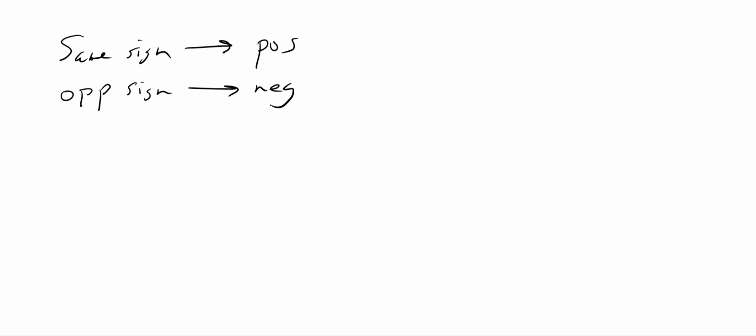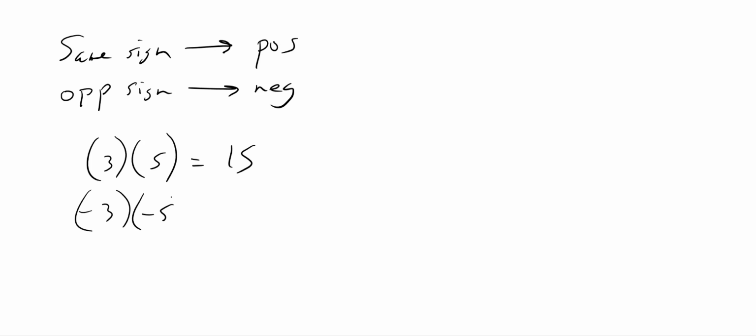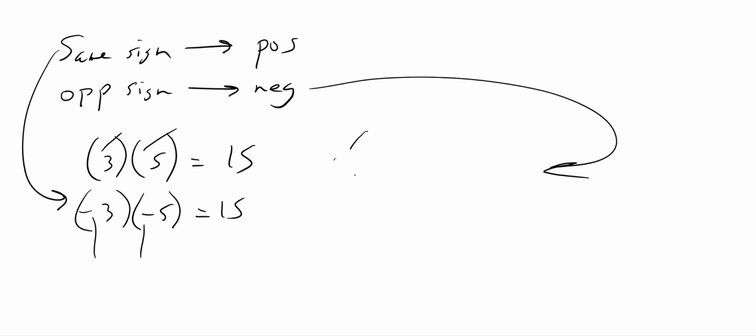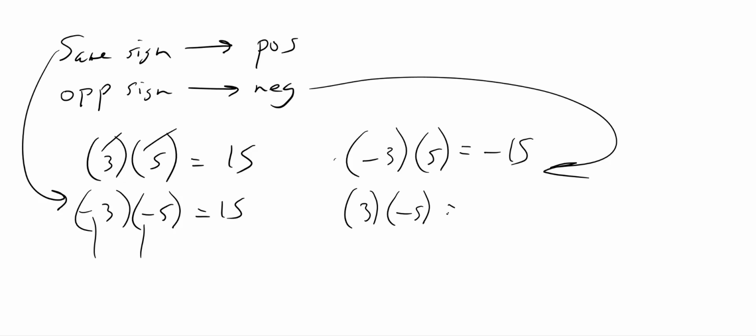That's just so easy. So if I said 3 times 5, you guys should know 3 times 5 is 15. Or negative 3 times negative 5 is positive 15. Right? Double negative or double positive gives you 15. So that's the same sign, right? And then opposite sign is going to be, negative 3 times 5 is negative 15. Or 3 times negative 5 is negative 15. Okay? Pretty easy, right? That is multiplication.